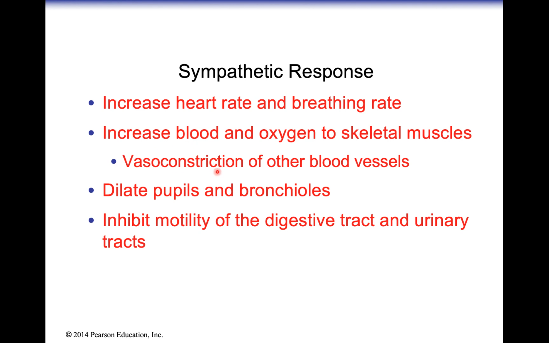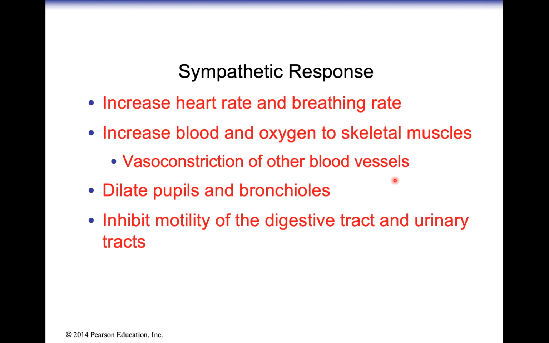You vasoconstrict. That means you're going to constrict the diameter of blood vessels to places you don't need. Some organs that you don't need while you're running away from, let's say, a bear is your urinary system. You don't really need your digestive system. You don't really need your reproductive systems. So you constrict the blood going to those areas.